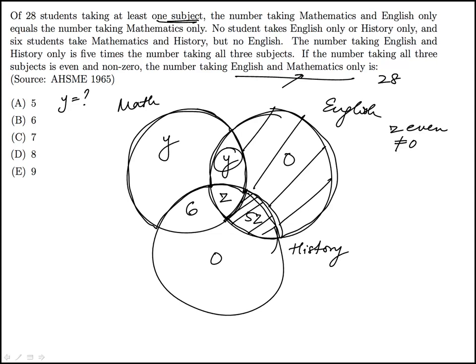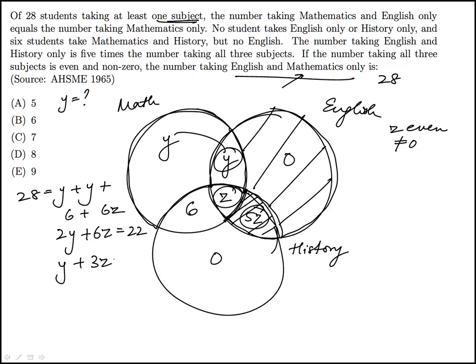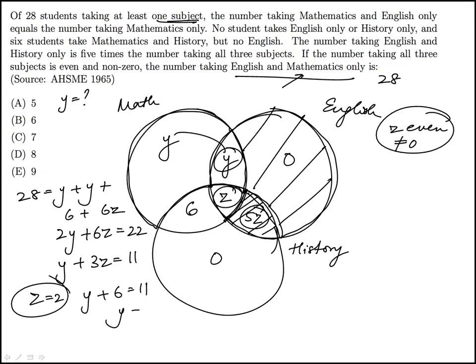Now the condition is that 28, which is the total number of students, is the sum of these different regions. So that would be y plus y, so 2y, plus 6, plus 6z, adding these two. So that would be 2y plus 6z, and I'm going to subtract 6 from both sides, that's 22. Divide throughout by 2, so that becomes y plus 3z is equal to 11. And they tell us z is even, non-zero, so the smallest value of z is 2, which means y plus 6 is 11, so y could be 5.